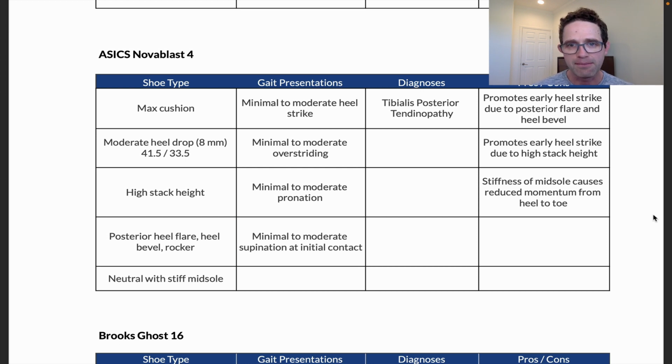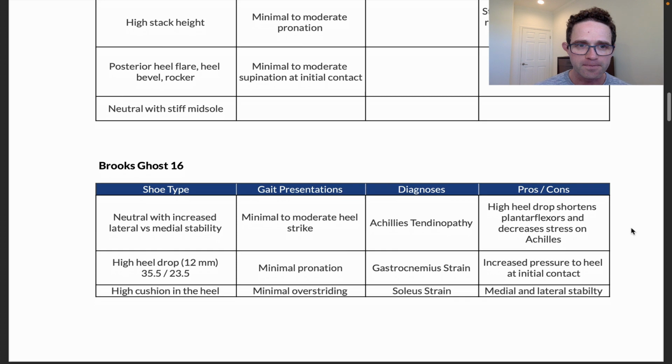One of the diagnoses, tibialis posterior tendinopathy, could be appropriate. And some of the pros and cons, it's going to be an early heel strike. It's also going to have an early heel strike because of the high stack height as well. And then that stiffness in the midsole can reduce the momentum from heel to toe, which can be of concern, especially when we see the stiffness of a shoe. The stiffness can cause us to work harder and to create more impact going up through our bodies.